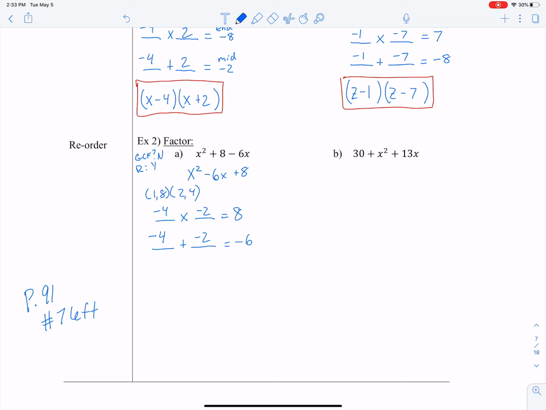So we're going to now write our brackets. We put our x's at the beginning. And then in one bracket we have minus 4, and in the other one we have minus 2.